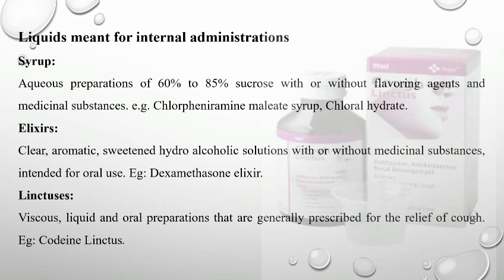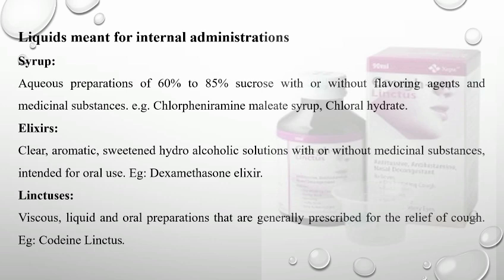First is liquids meant for internal administration. Here we are going to discuss the monophasic liquid dosage forms we take internally. First one is syrup. Syrups are aqueous preparations which consist of 60% to 85% sucrose, with or without flavoring agents. They may be medicated syrups and non-medicated syrups. The medicated syrups consist of medicinal substances that produce a pharmacological effect. Examples of syrups include chlorpheniramine maleate syrup, chloral hydrate, etc.